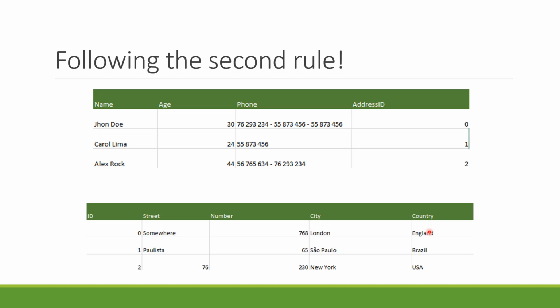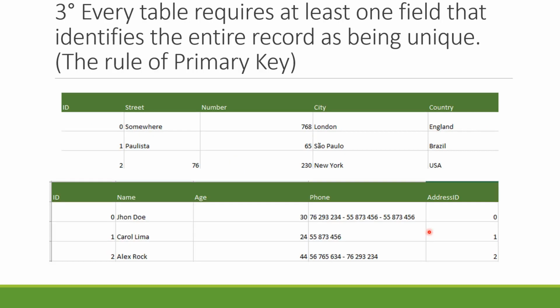But for now, let's go for the third rule. So the third rule says that every table requires at least one field that identifies the entry record as being unique. It is known as the rule of primary key. So what is a primary key? A primary key is a field in your table that defines unique values for each new record.